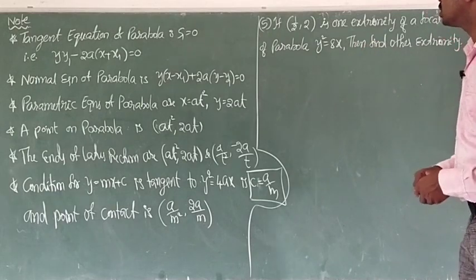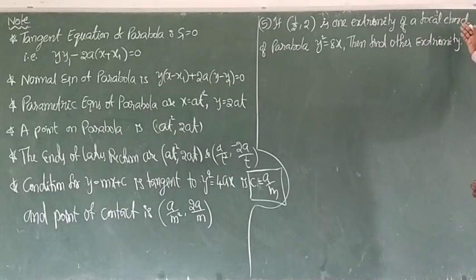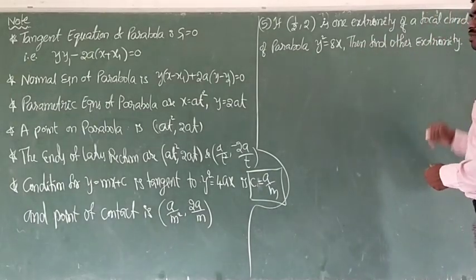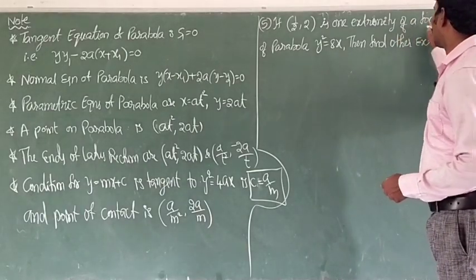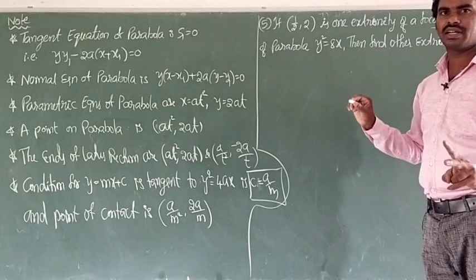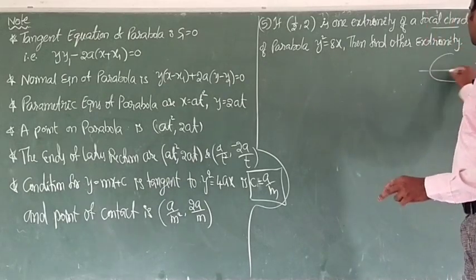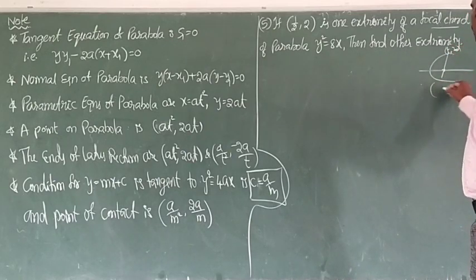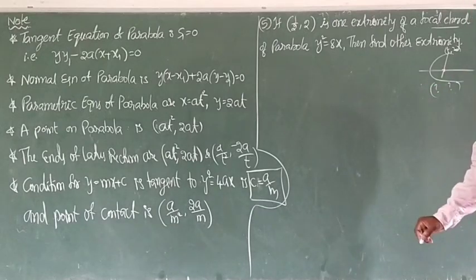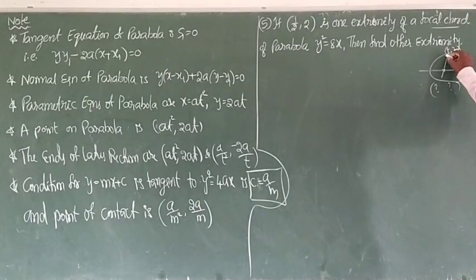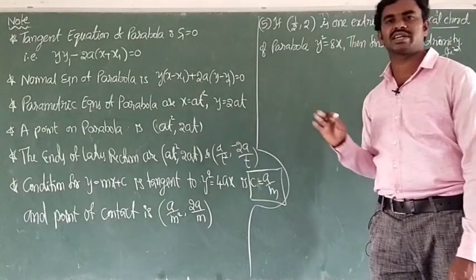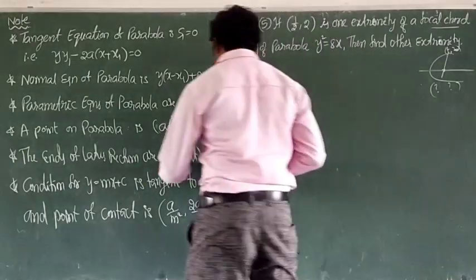If 1 by 2 comma 2 is one extremity of a focal chord of parabola y square equal to 8x, then find the other extremity. Focal chord extremities, 2 are there, passing through the focus. One is given, 1 by 2 comma 2. The second one is asking what is the other extremity. Very simple: extremities are taken as at square comma 2at, and a by t square comma minus 2a by t. This one is given, this one is asked. Whenever you know the formula, we can solve.